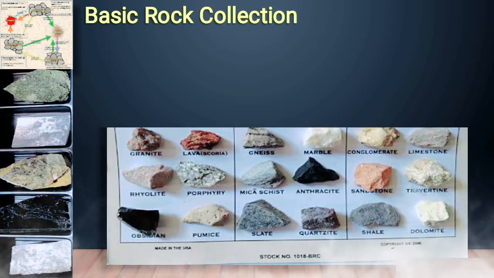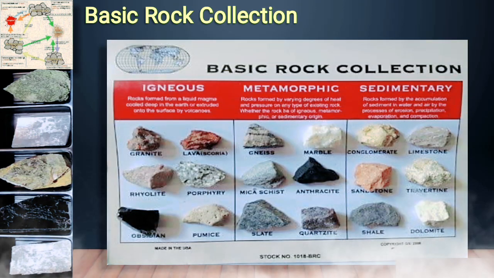Based on the pictures, it shows the different kinds of rocks formed by igneous, metamorphic, and sedimentary processes. We have here the igneous: granite, lava, rhyolite, porphyry, obsidian, and pumice. These are sedimentary rocks, which include conglomerate, limestone, sandstone, travertine, shale, and dolomite. And metamorphic, which includes gneiss, marble, mica schist, anthracite, slate, and quartzite. Those are some examples of different kinds of rocks.